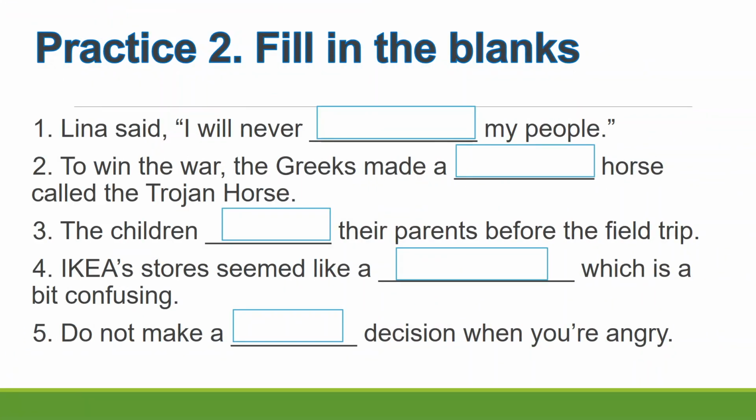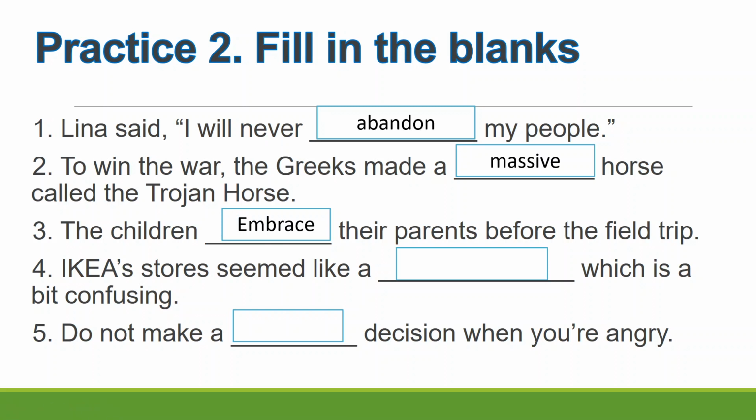So for number 1, I will never abandon. Okay, so I will never abandon my people. For number 2, to win the war, the Greeks made a massive horse called the Trojan horse. So it was very big and bulky. Number 3, the children blanked their parents before the field trip. So I think you know the answer.